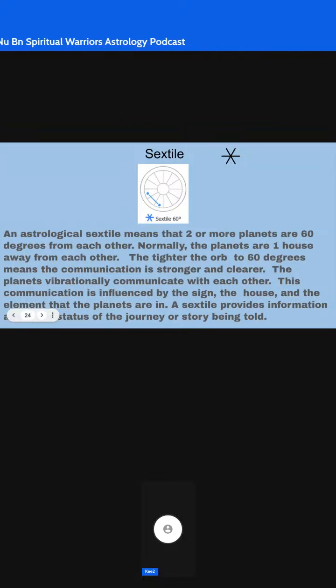The planets vibrationally communicate with each other. This communication is influenced by the sign, the house, and the element that the planets are in. A sextile provides information regarding the status of the journey or story being told.